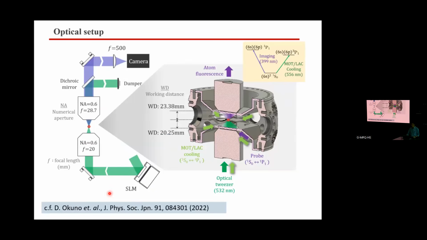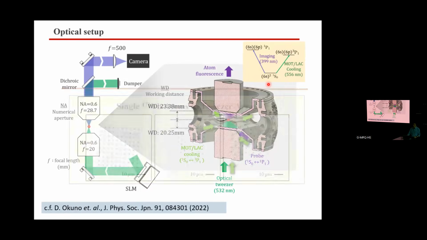And we use the SLM for producing the optical tweezer arrays through a high NA objective lens. And we observe the fluorescence at 399 nanometers while the atoms are cooled in a tweezer array by this intercombination line.